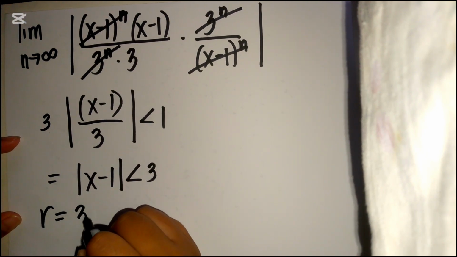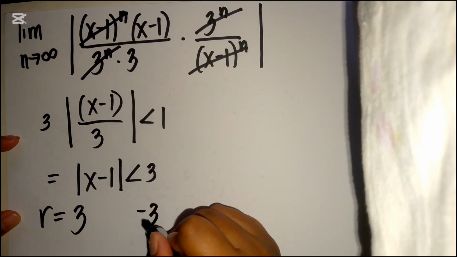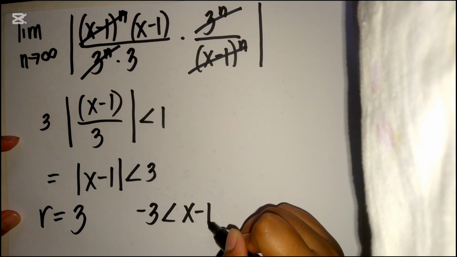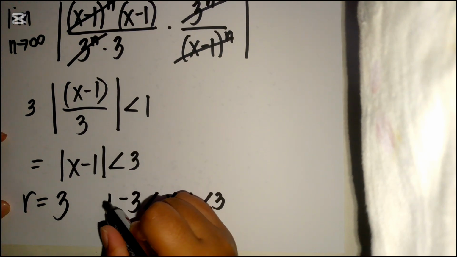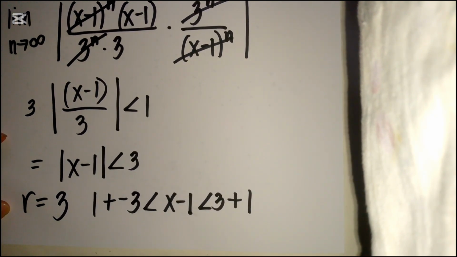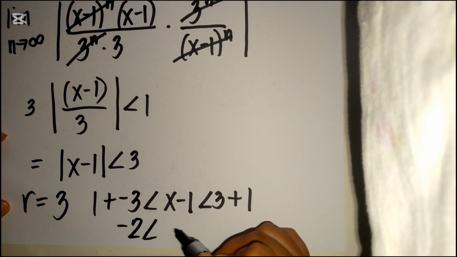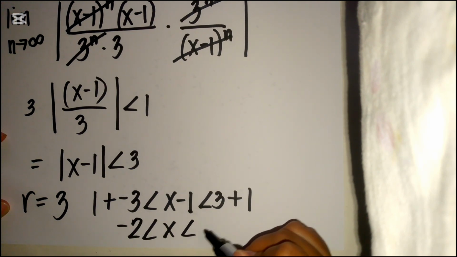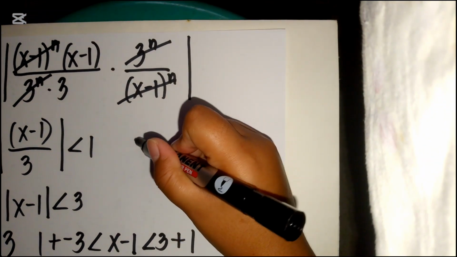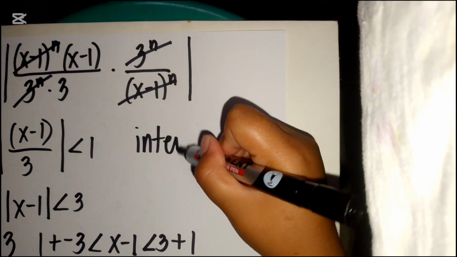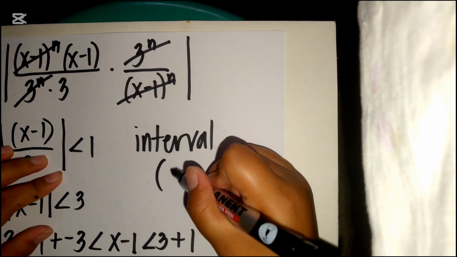Since we can see that our radius is equal to 3, we will be having x minus 1 is less than 3 but greater than negative 3, and we will be adding the plus 1 to both sides, and it will give us x is less than 4 but greater than negative 2, and it will result in the interval of convergence, negative 2 and 4.